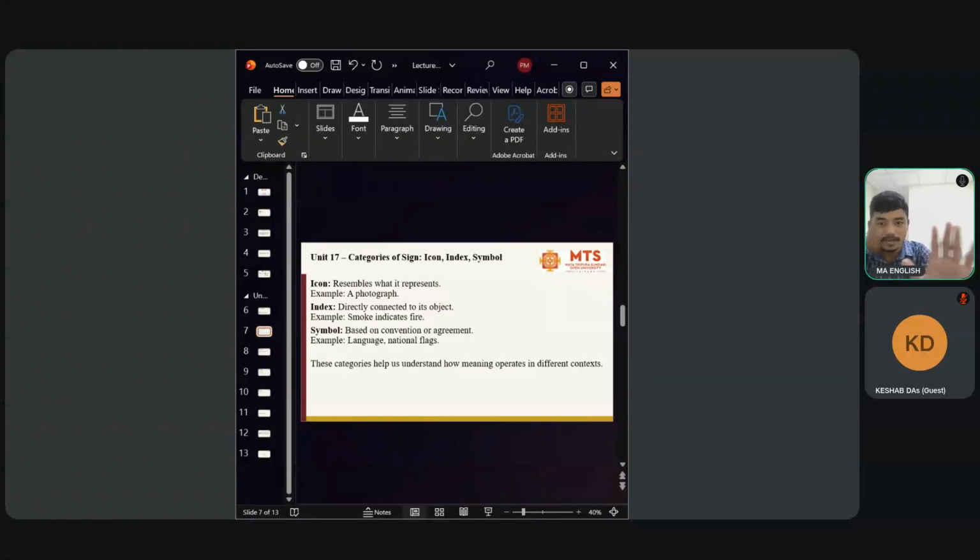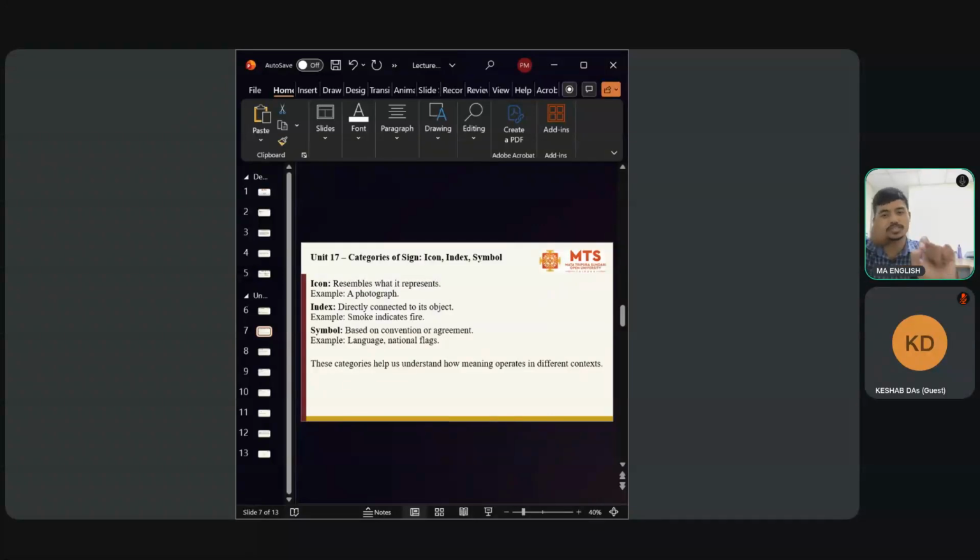Otherwise, it doesn't have any natural connection, right? That's why national flags are symbolic. So understanding these three categories helps us as literary critics to ask a set of research questions about a text.